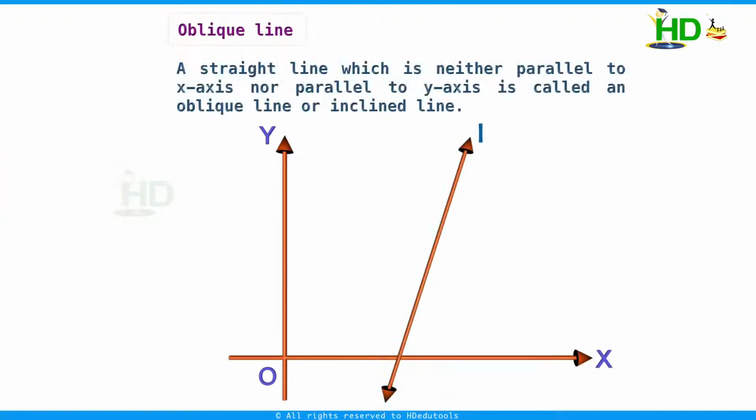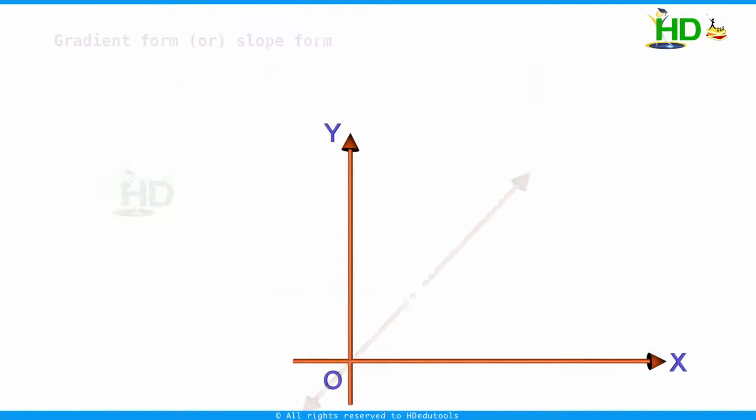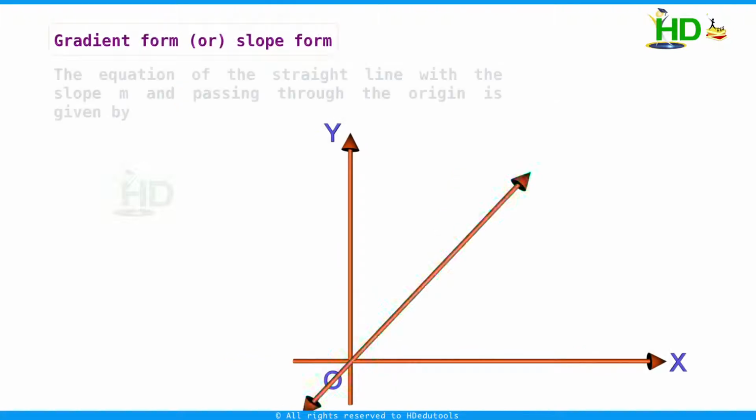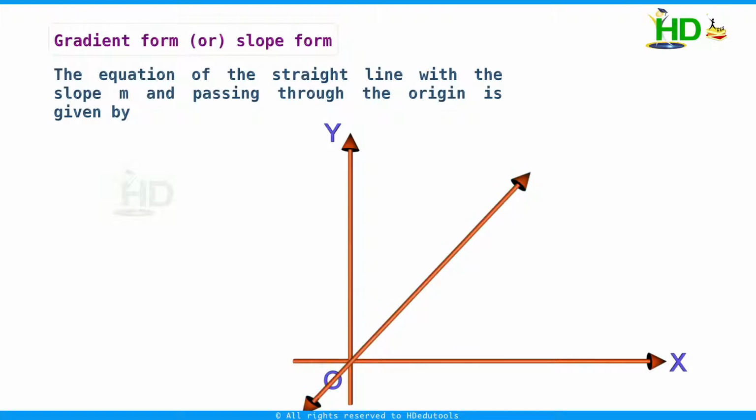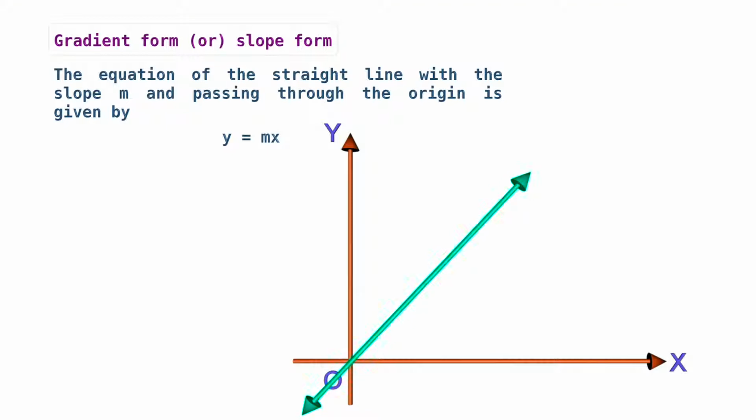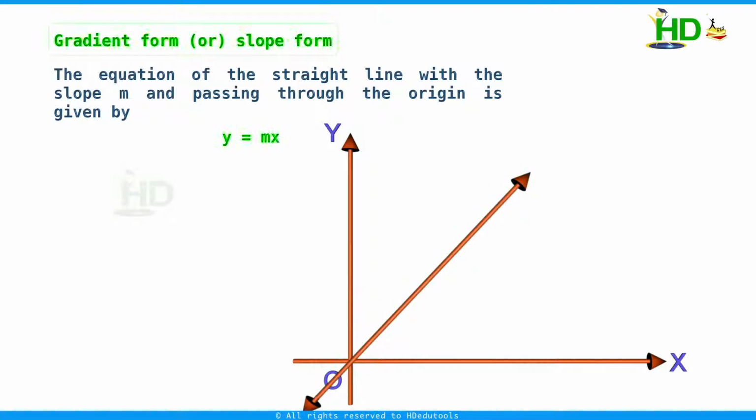Now we consider an inclined line. If we consider a straight line which is neither parallel to the x-axis nor parallel to the y-axis, this is an inclined line or an oblique line. For this, what will be the equation? This line has some slope. The equation of a line with slope m passing through the origin is given by y = mx. Already we know that slope is y by x. Therefore, y = mx. This is the equation of the line with slope m passing through the origin, which is called gradient form or slope form.